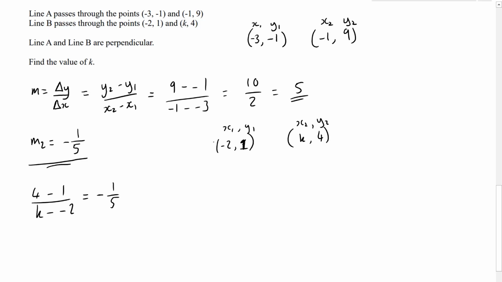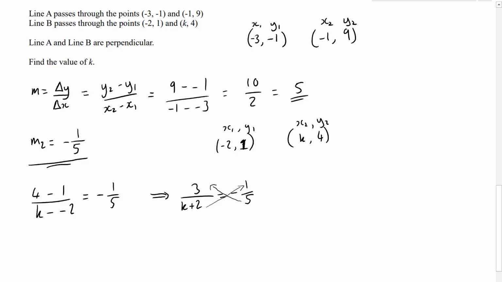Now cleaning this up a bit, 4 minus 1 is going to give me 3, so I could rewrite this as saying 3 over k plus 2 is equal to minus 1/5. And now I just have to somehow solve this equation for k. So what I'm going to do is I'm going to cross multiply these things. So I'm going to multiply this up to here, and I'm going to multiply this 5 up to here.